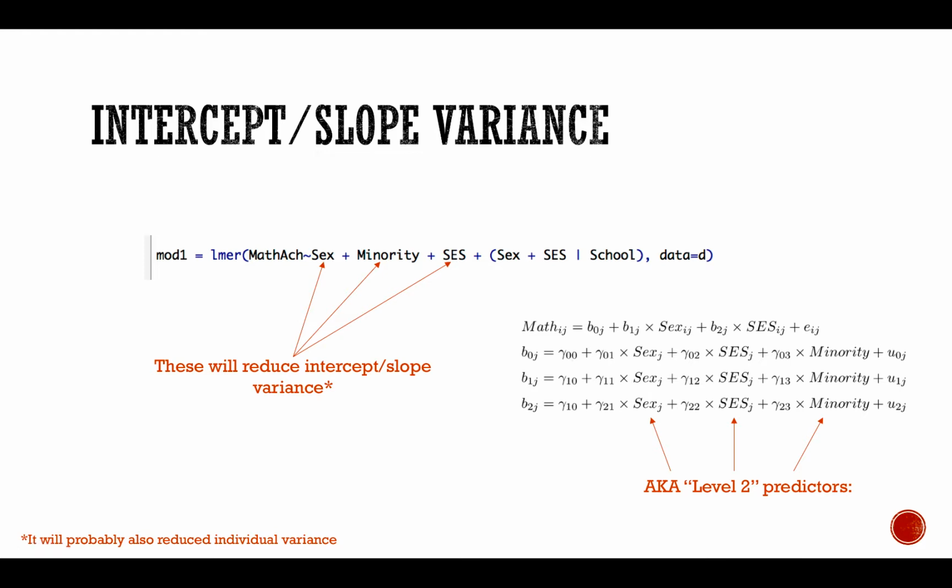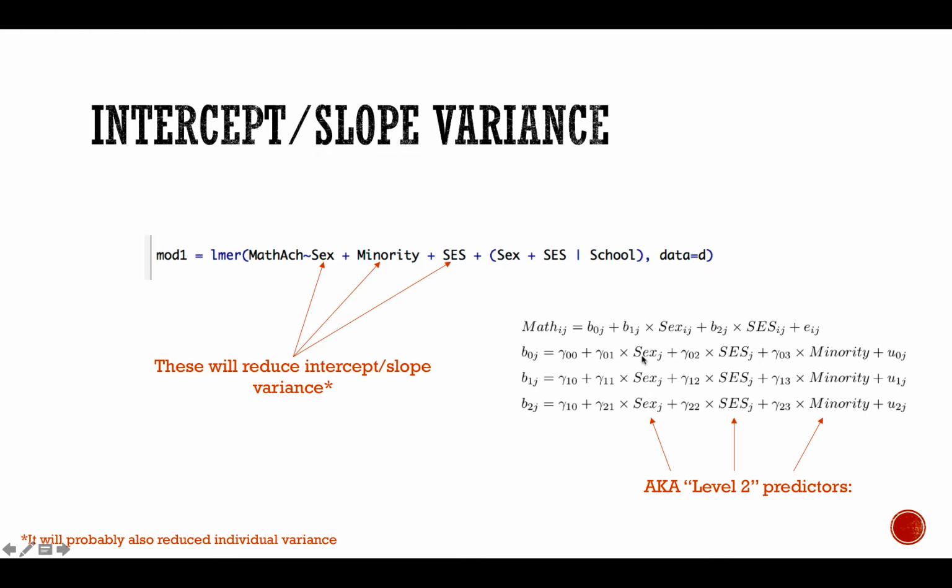Okay. So those are our level 2 predictors. We've got sex, socioeconomic status, and minority. Oh, I forgot the subscript J on minority, but you get the idea. So this is telling you, for example, so this is the intercept. So the intercept is a function of a fixed intercept plus a fixed slope for sex.